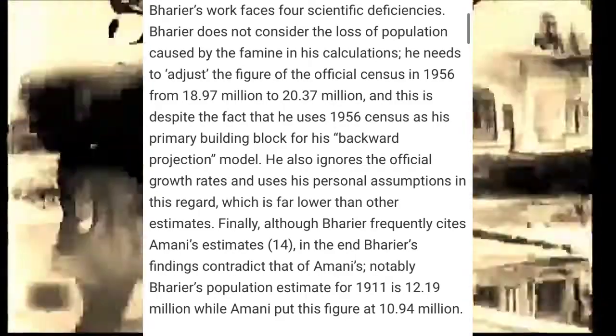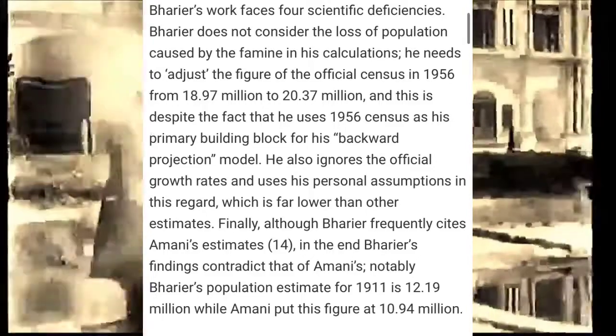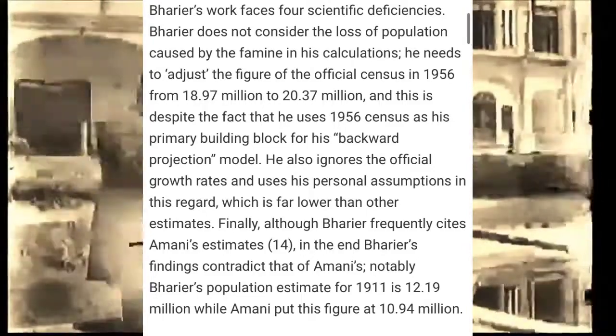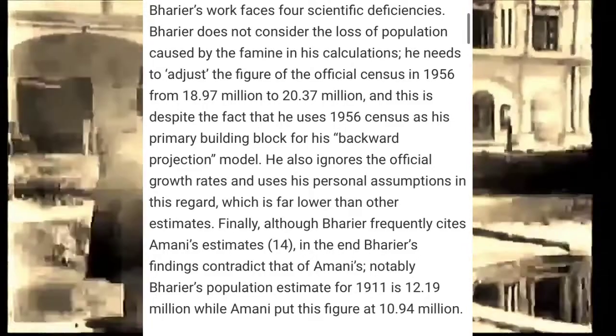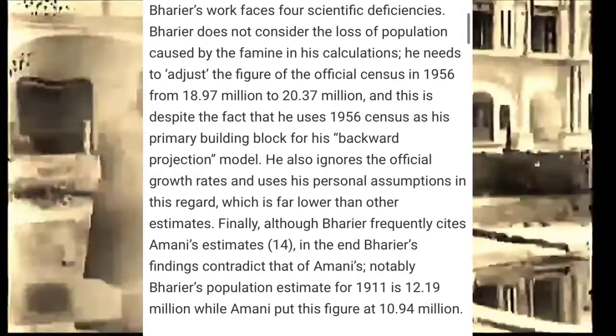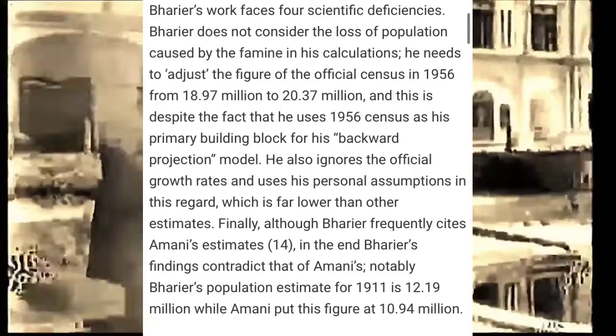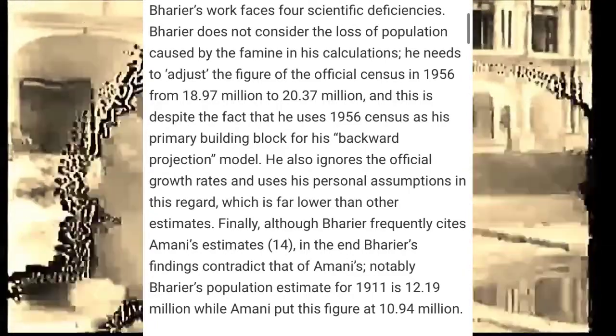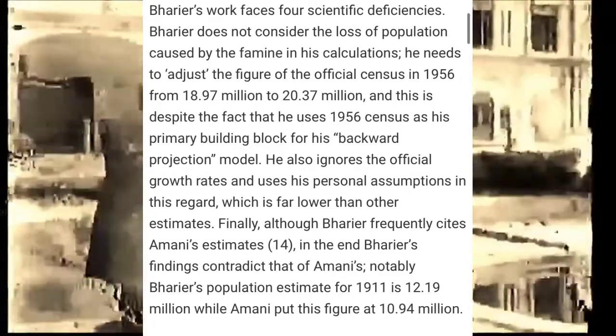estimates. Finally, although Barrère frequently cites Amani's estimates, in the end, Barrère's findings contradict those of Amani's. Notably, Barrère's population estimate for 1911 is 12.19 million, while Amani puts his figure at 10.94 million. So, as you can see, there's not exactly a clear consensus on the exact population of Iran. It's still a complicated debate. Now, I'm not an academic on Iran, so I can't speak authoritatively on who is correct. But from my reading, it does seem like Majd is probably closer to the truth.